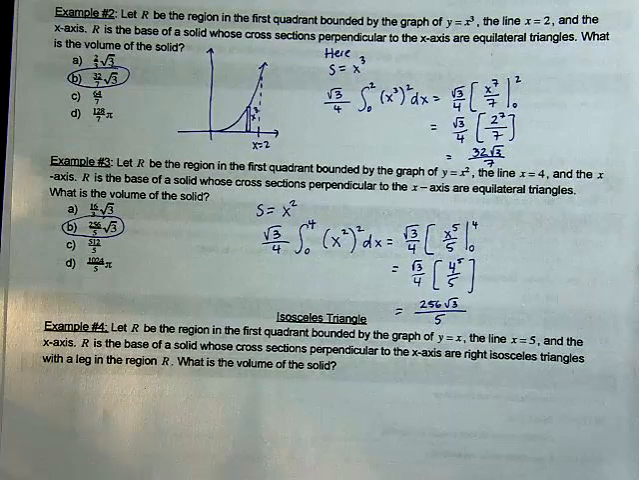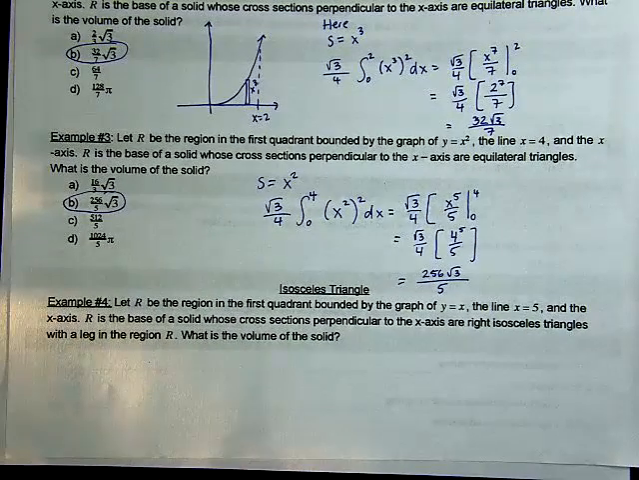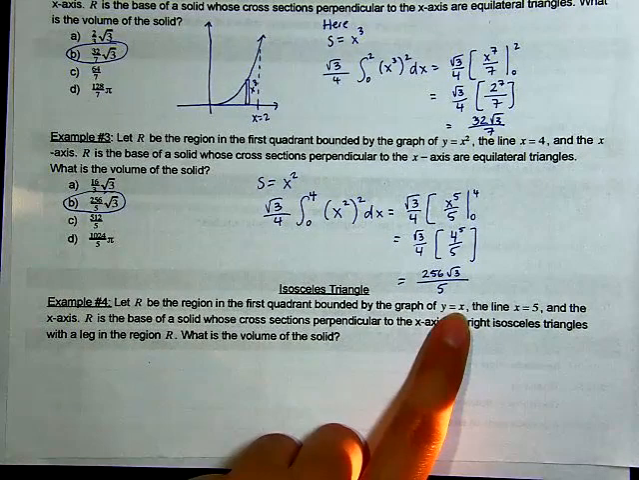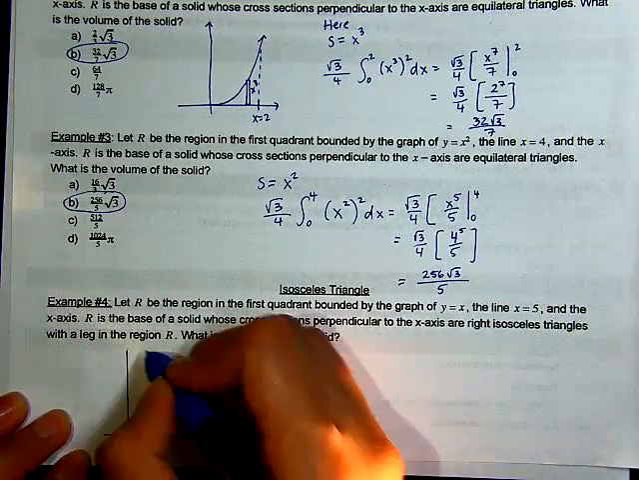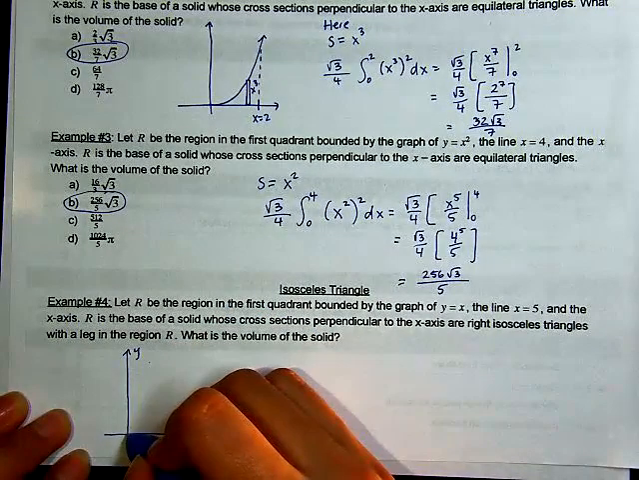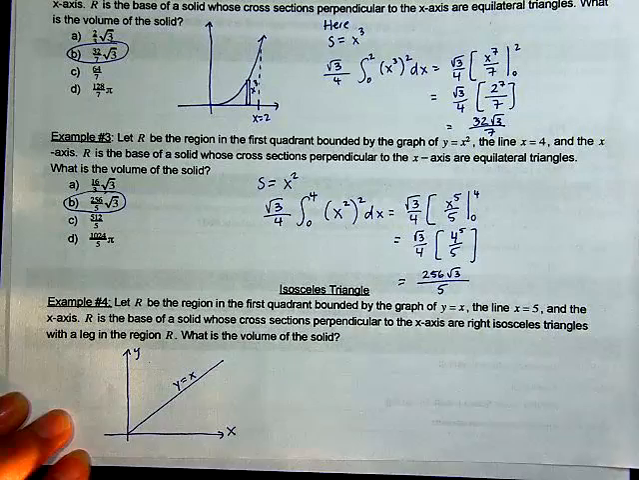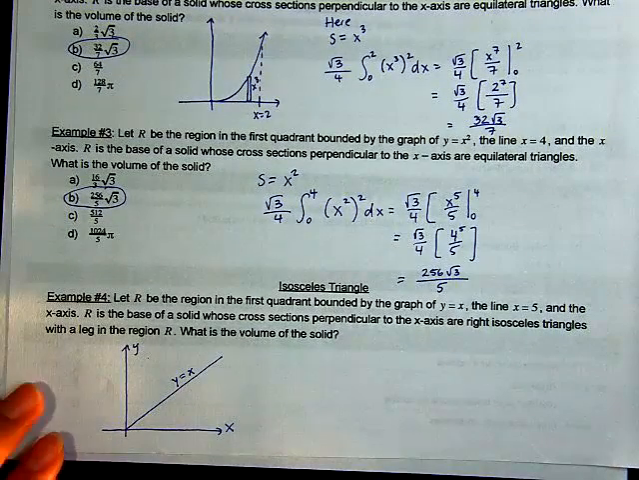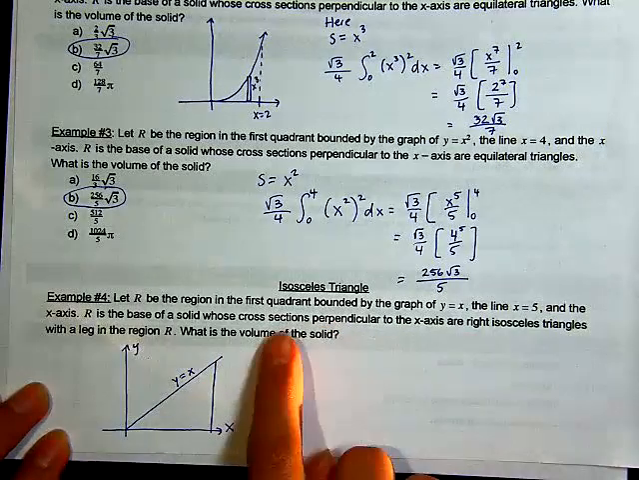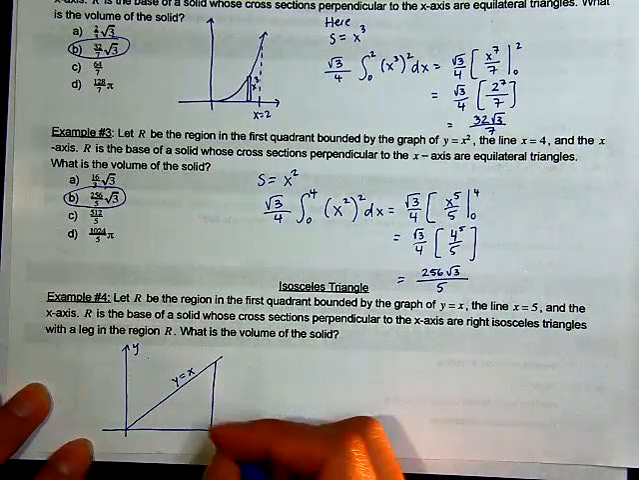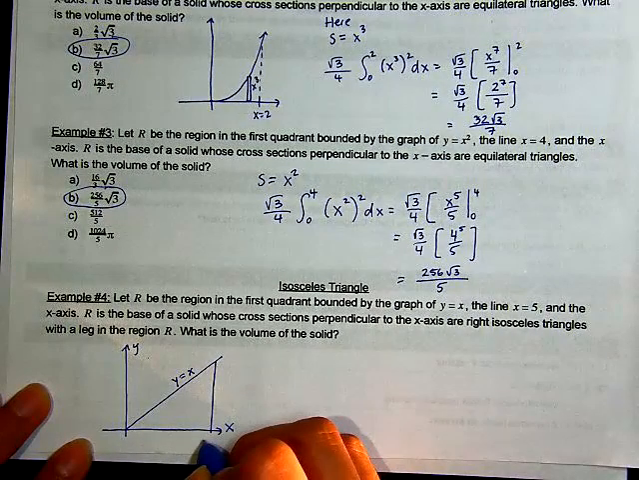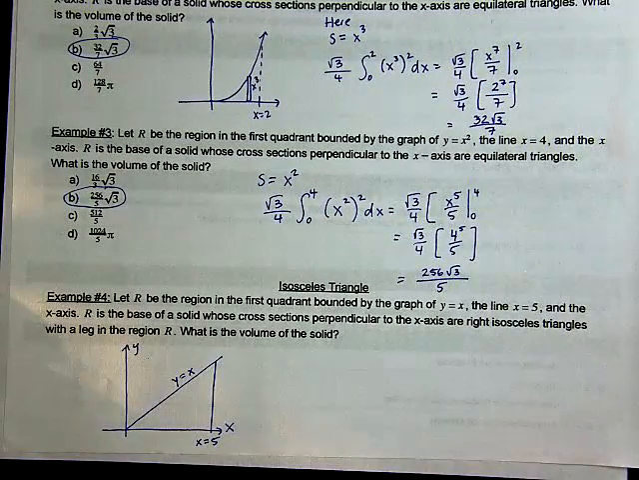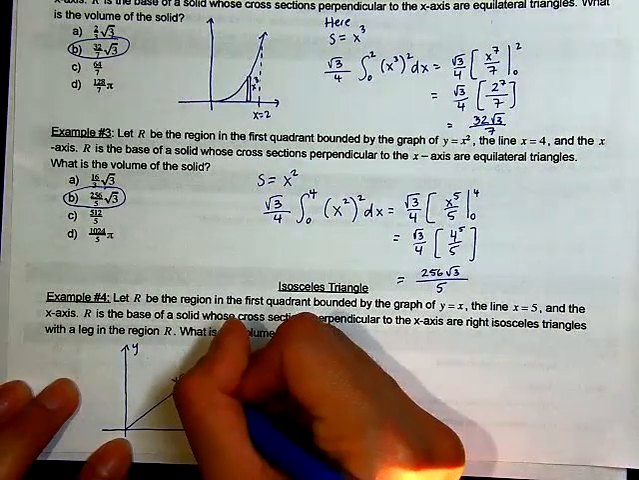Okay. Now this time we're going to move on to isosceles triangles. So again, I'm going to set you up with an example that will lead us to the formula. So again, I'm going to use y equals x, but this time we're going to go up to 5. And so this time it says that my cross sections perpendicular to the x-axis are right isosceles triangles with a leg in the region R. What is the volume? So if we draw our slice, again, it's perpendicular to the x-axis.